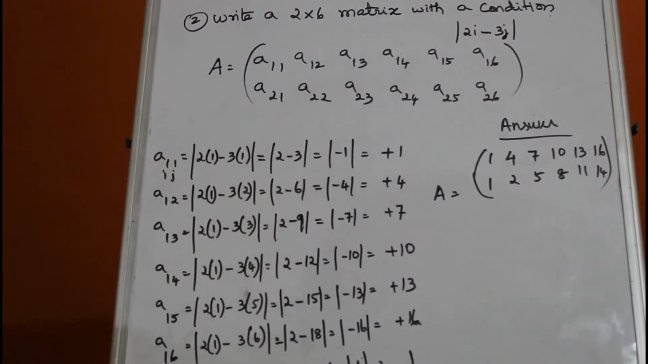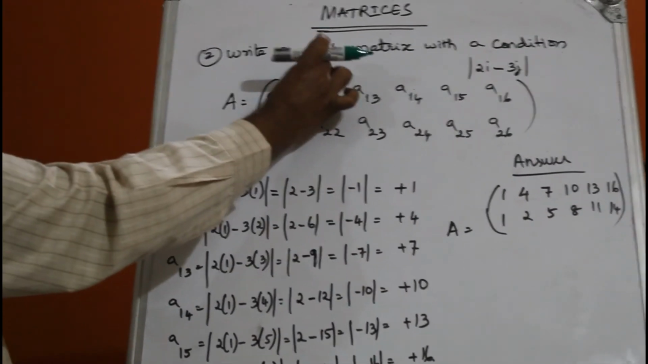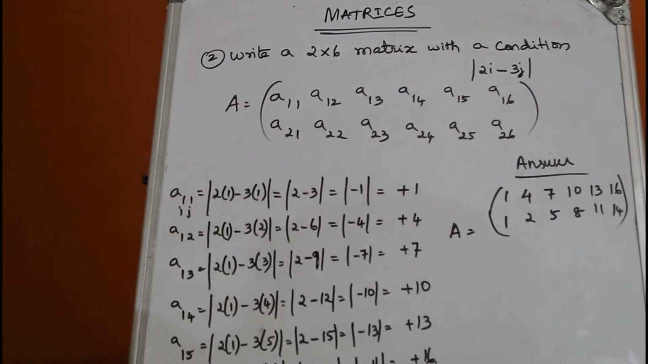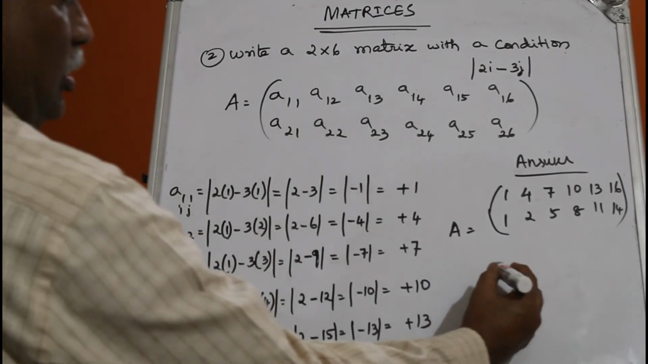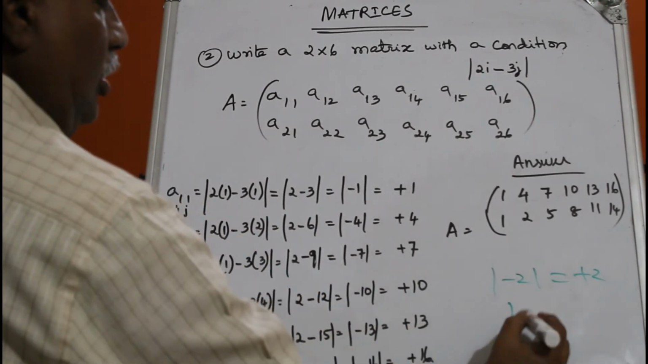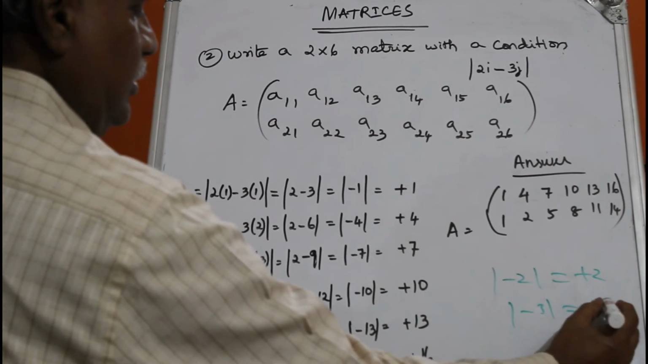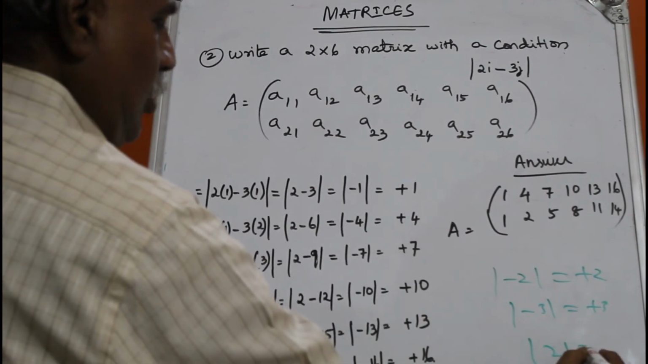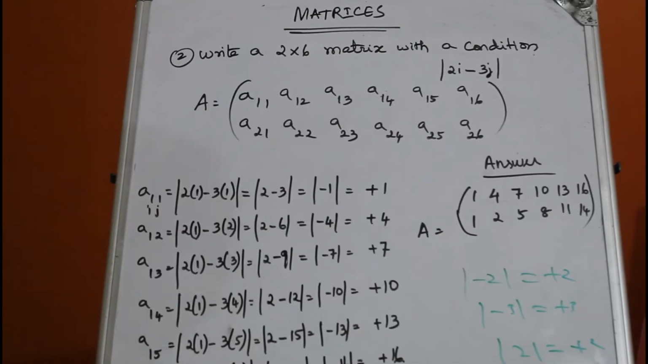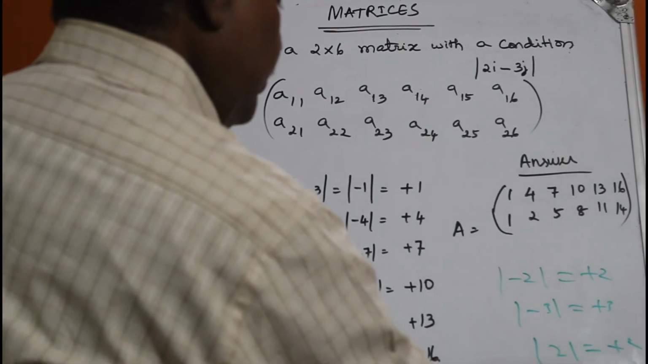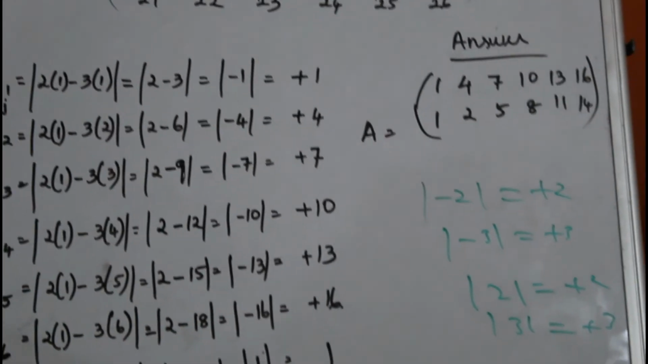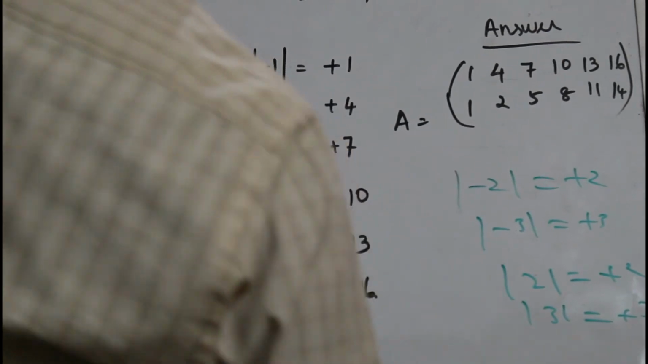Now, next sum, we are converting a general 2 into 6 matrix into a particular matrix with the condition modulus of 2i minus 3j. Look here, modulus of minus 2 is actually plus 2. Modulus of minus 3 is plus 3. Modulus of 2 is also plus 2. Modulus of 3 is also plus 3. Modulus means positive value.